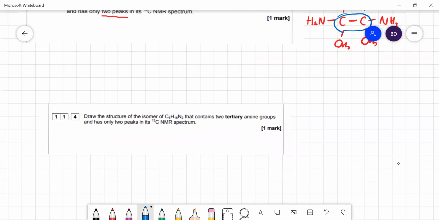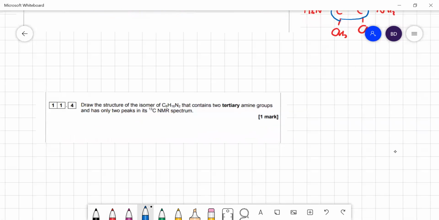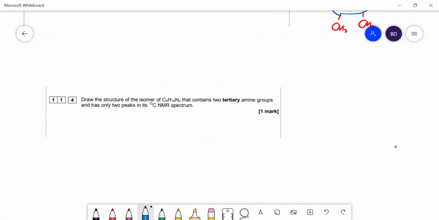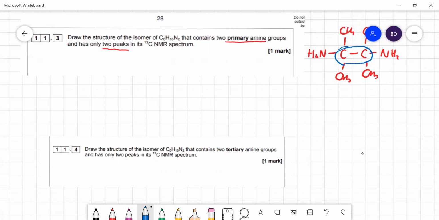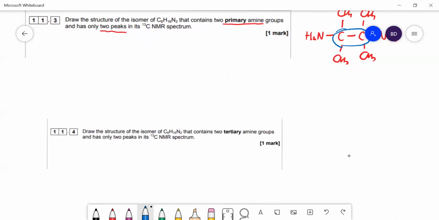Right, I think we're getting to the end of this paper now. Draw the structure of the isomer of C6H16N2 that contains 2 tertiary amine groups, and it's only got 2 peaks in its spectrum. Okay, right, now it's got to be a tertiary amine. Oh, I think I've drawn that, 2 primary amine groups and then 2 peaks. Okay. Structure contains 2 tertiary amine groups and it's only got 2 peaks.